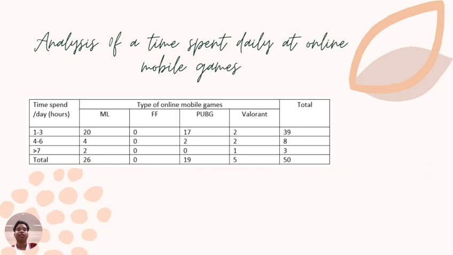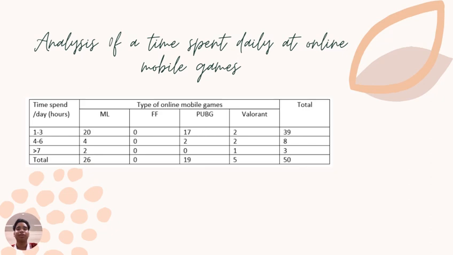For the college students that play Mobile Legend, most of them spend only 1 to 3 hours to play that game. Second, only four people that play Mobile Legend, 4 to 6 hours. And lastly, more than 7 hours that play ML is two people. So the total of the people that play ML, Mobile Legend, is 26. For college students that play the mobile game Free Fire, none of them play that game.